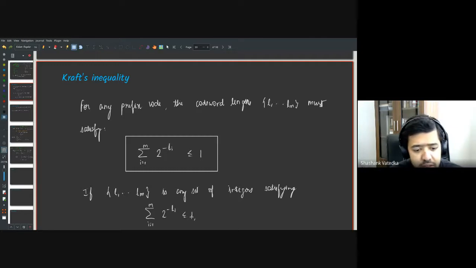In the previous class, we looked at necessary and sufficient conditions on the codeword lengths in order to obtain a zero-error prefix-free code. We saw that for every prefix-free code, the codeword lengths must satisfy Kraft's inequality: the sum of 2 to the minus the codeword lengths should always be less than or equal to 1. Also, if you have a set of positive integers which satisfies Kraft's inequality, then it is possible to design a prefix-free code with the corresponding lengths.